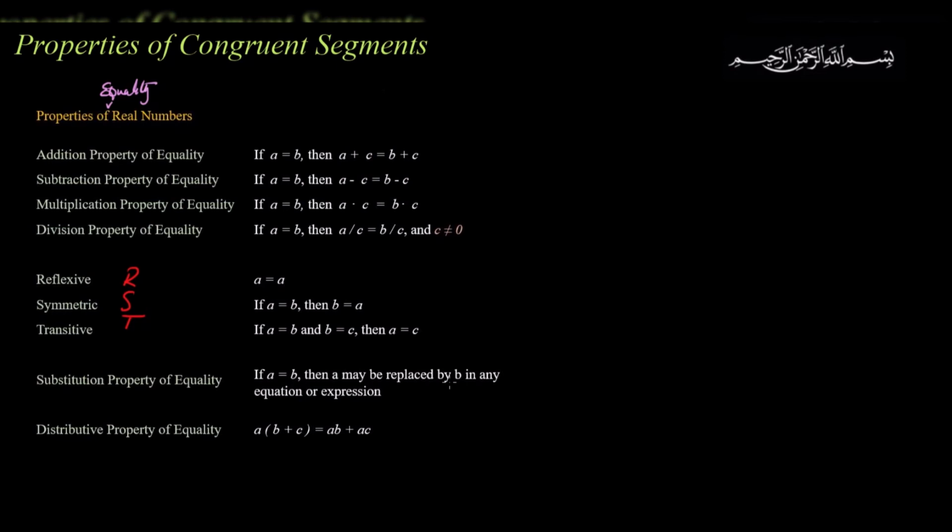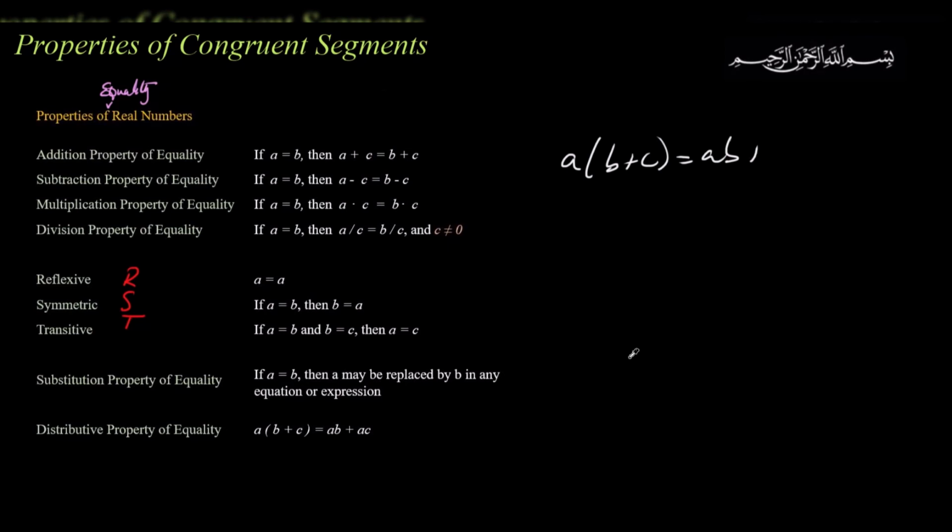And finally, the distributive property of equality for real numbers states that A times the quantity B plus C equals AB plus AC. Let me say that again because I messed it up the first two times. The distributive property of equality for real numbers states that A times the quantity B plus C is equal to AB plus AC. That's the old distributive property.